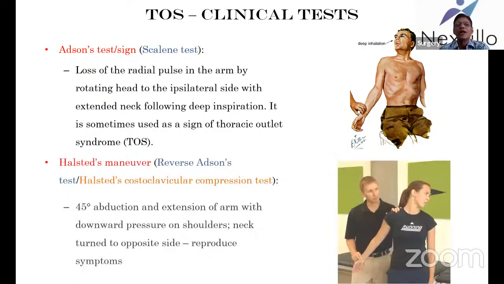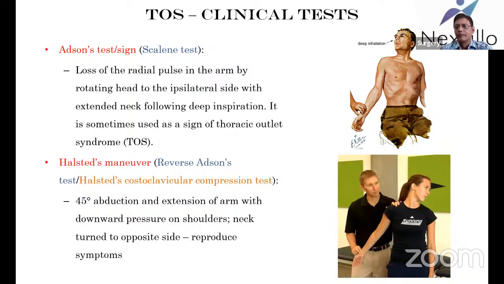This is what is known as the Halsted maneuver, reverse Adson's test, or the Halsted costoclavicular compression test. Doing this, we are palpating the radial pulse, we are compressing this area downwards, there is pressure here, and then the patient is asked to move the neck opposite to the side of the clinical features. This is our Halsted maneuver. So Adson's test and the Halsted maneuver are just opposite to each other.